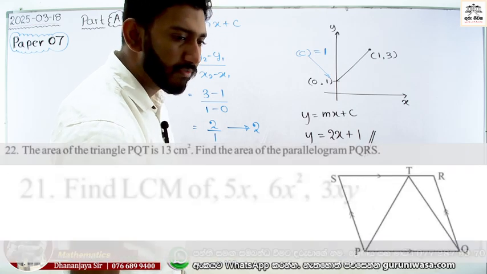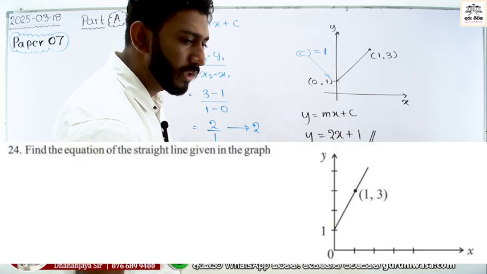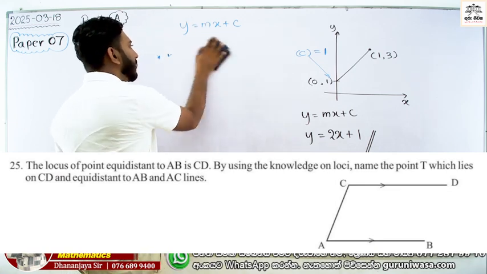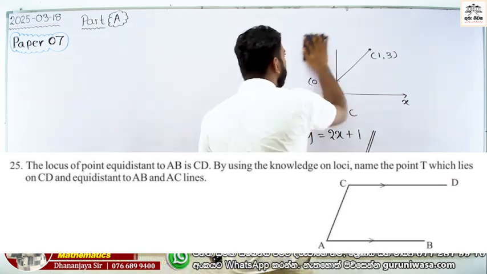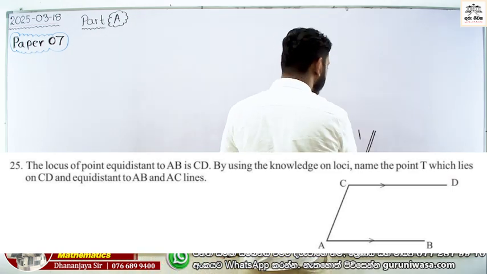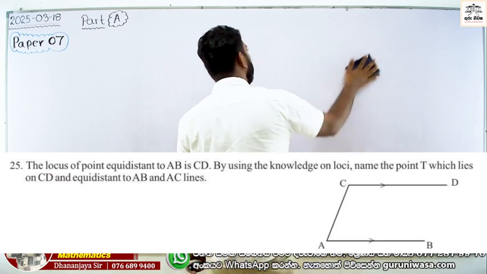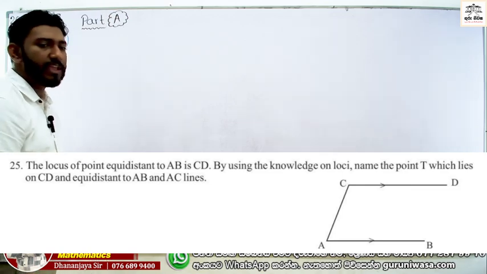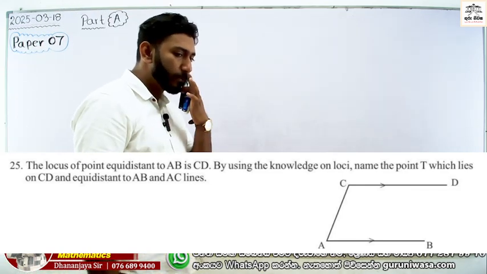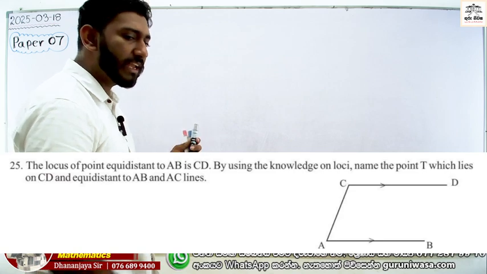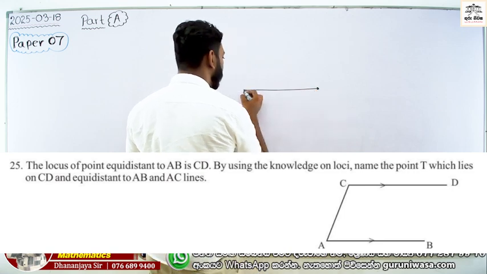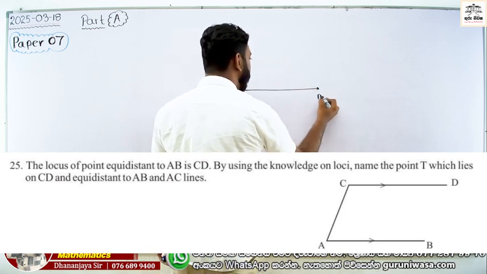Question number 25. This is the last question in part A. In part A, the last question is about the locus. Constructions, loci, right? Ready? There are four major loci. The locus of points equidistant to AB and CD. Equidistant to AB is CD. AB is a straight line.